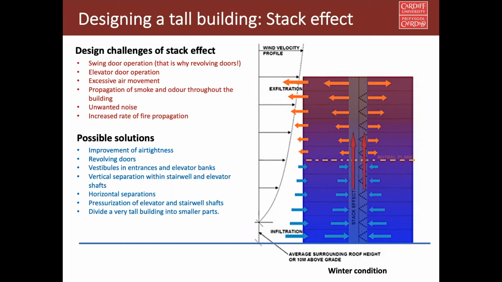to resist that pressure. Then elevator door operation, because the elevator itself is a shaft, so stack air wants to go through the elevator shaft. So there is a huge pressure on the elevator door. Then the next problem is excessive air movement and propagation of smoke and odor throughout the building. Unwanted noise. There are so many different kinds of noise created. If we have the stack effect problem, the building becomes very, very noisy with very peculiar noises. And the next one is increased rate of fire propagation. If there is a fire, it will spread so quickly with the effect of the stack effect.